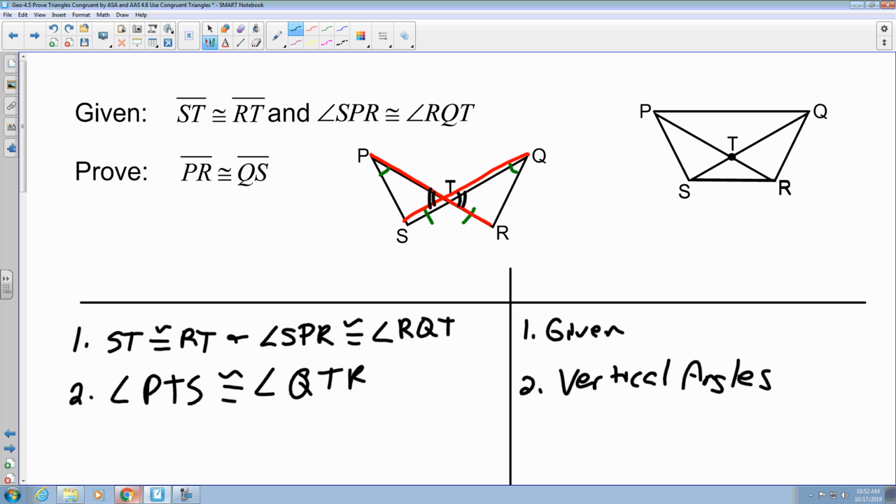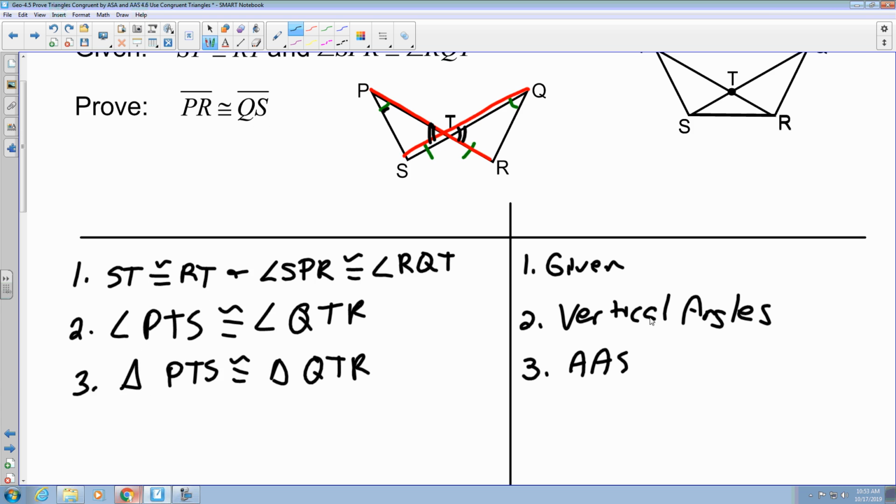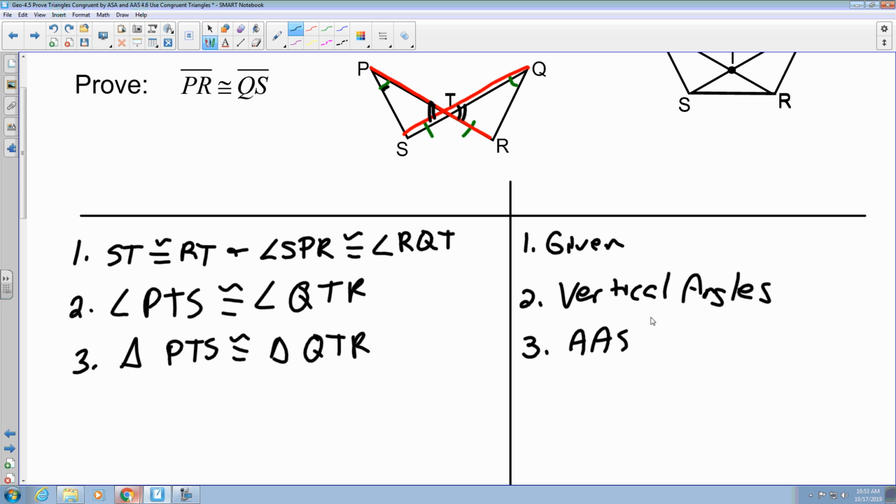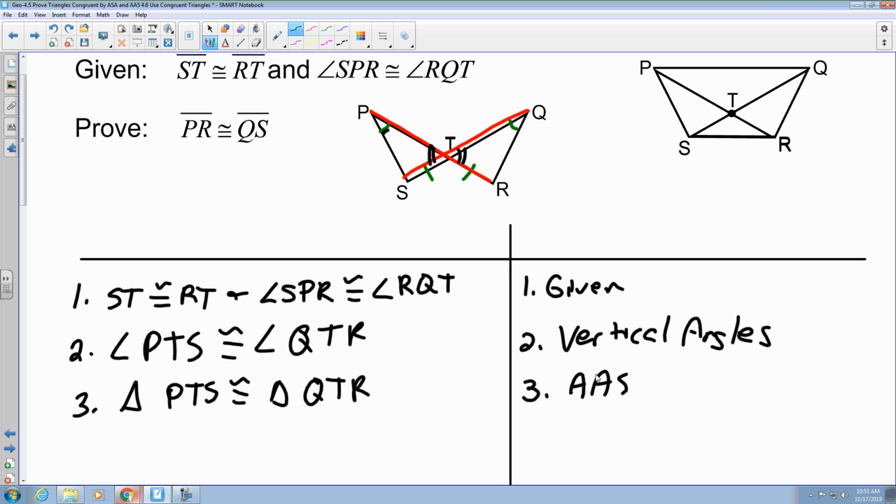So right off the bat, I now can prove that those two triangles are congruent. So now I can say that triangle PTS is congruent to triangle QTR because of, oh, we got angle, angle, side. So this is an angle, this is an angle, that's a side. Now that I have that statement out of the way, we can go about and look at corresponding parts of congruent triangles are in fact congruent.